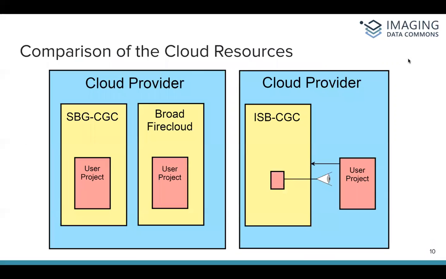So, a quick comparison of the cloud resources, SBG and Broad. The user projects are within the resource itself, so you work entirely within those resources using their tool sets and their framework. ISBCGC is a little different in that user projects are standalone Google Cloud projects running on the Google Cloud platform. CGC provides resources for those user projects that they can access. And if they're using controlled access data, ISBCGC has a monitoring function to ensure the project is set up to handle the controlled access data.